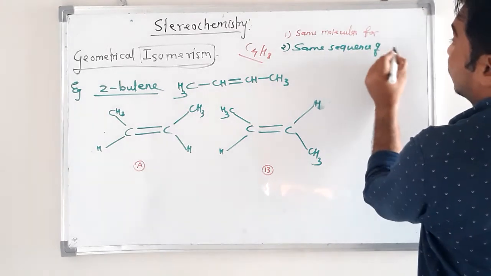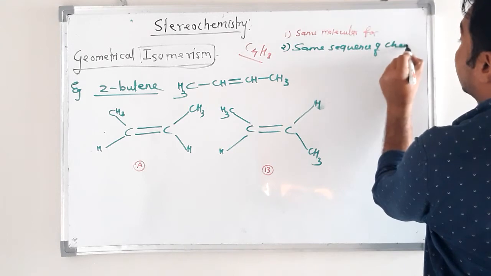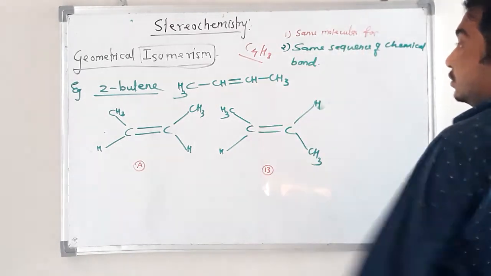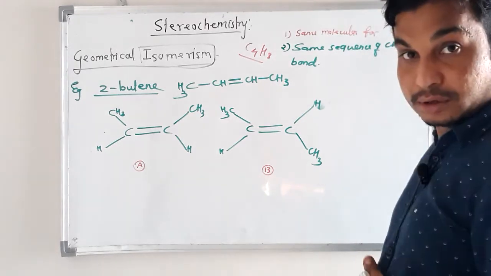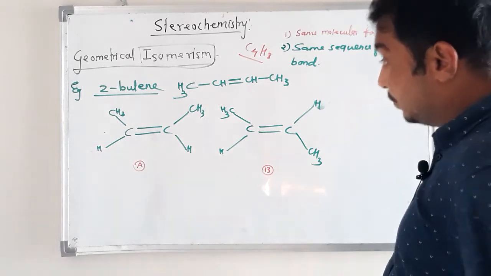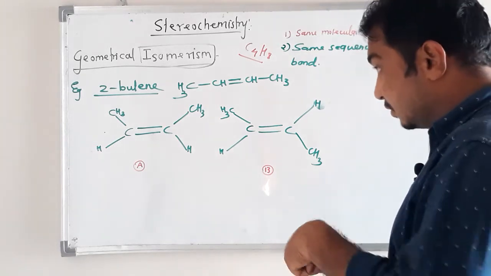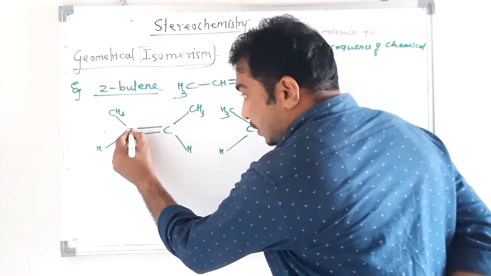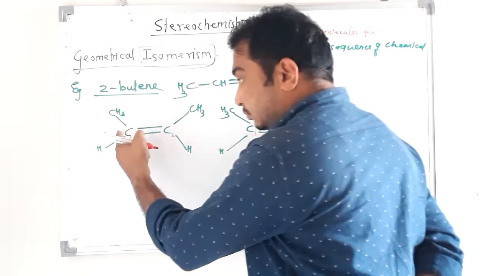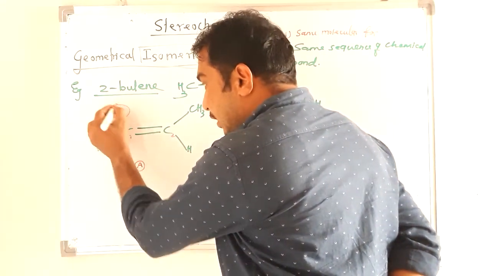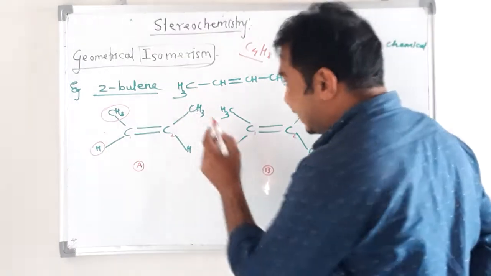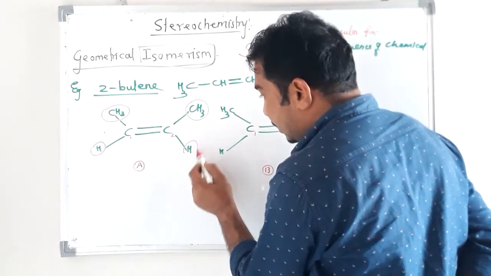Same sequence of chemical bonds, right? And now what is the difference between these two structures? See, carbon number 1 has one methyl group and one hydrogen. Carbon number 2 also has one methyl group and one hydrogen.